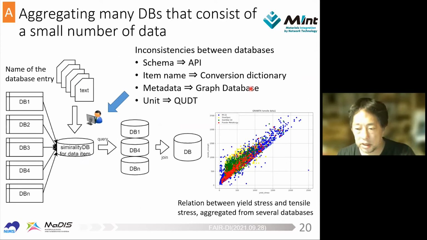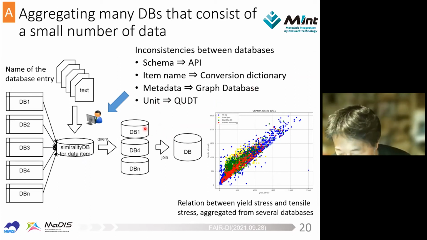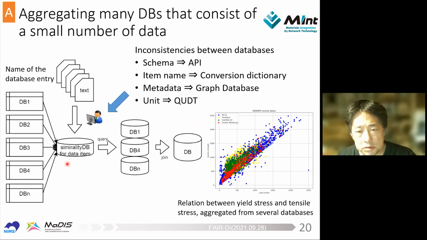And here's the schematic picture of aggregating many databases consisting of a small number of data. Database 1, database 2, 3, 4 we are having, but described in very different ways. The schema is different, item name is different, metadata is different, or unit is different.